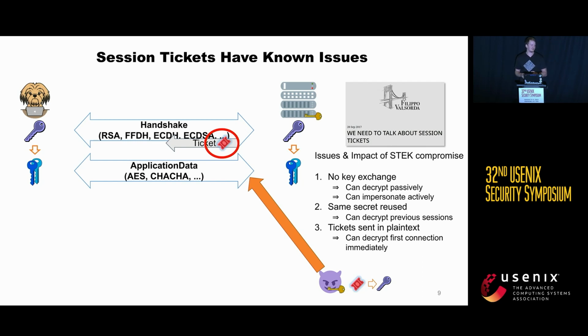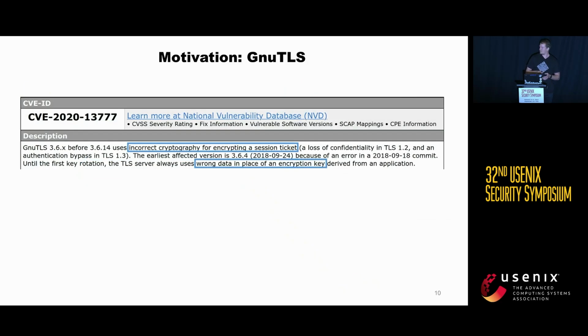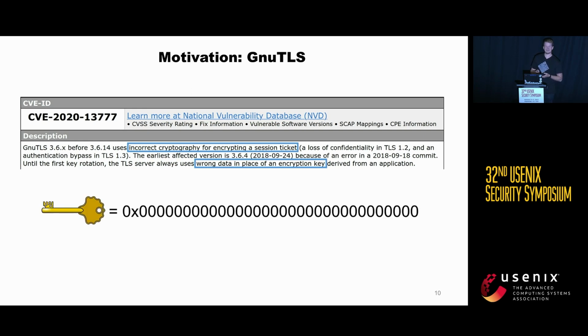But knowing these issues, people in the wild would probably get it right and choose their STEK securely. We wouldn't be here if that were the case. In 2022, there was a CVE in GnuTLS where they used incorrect cryptography to encrypt the session tickets. This sounds more sophisticated than it is. In reality, the key was just 0.